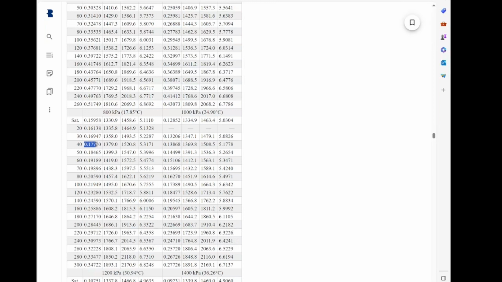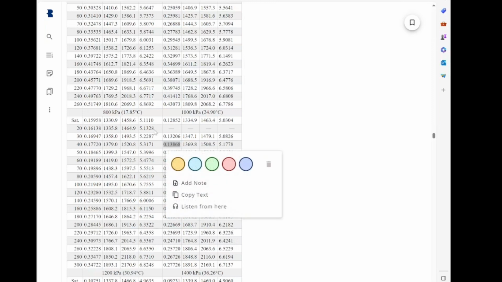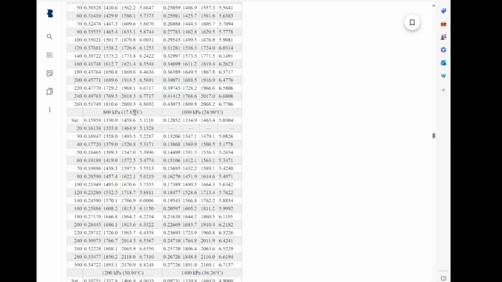Okay, this value right here and the other value here. So what we're going to expect is the pressure is going to be somewhere between 1,000 and 800 kilopascals. In order to find that, we'll need to do a linear interpolation between the 2 points here and here.